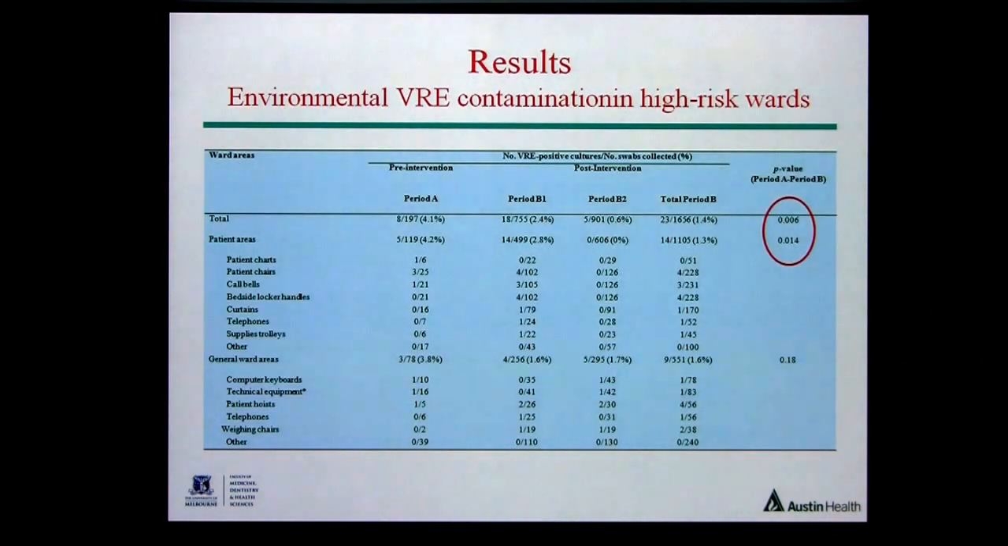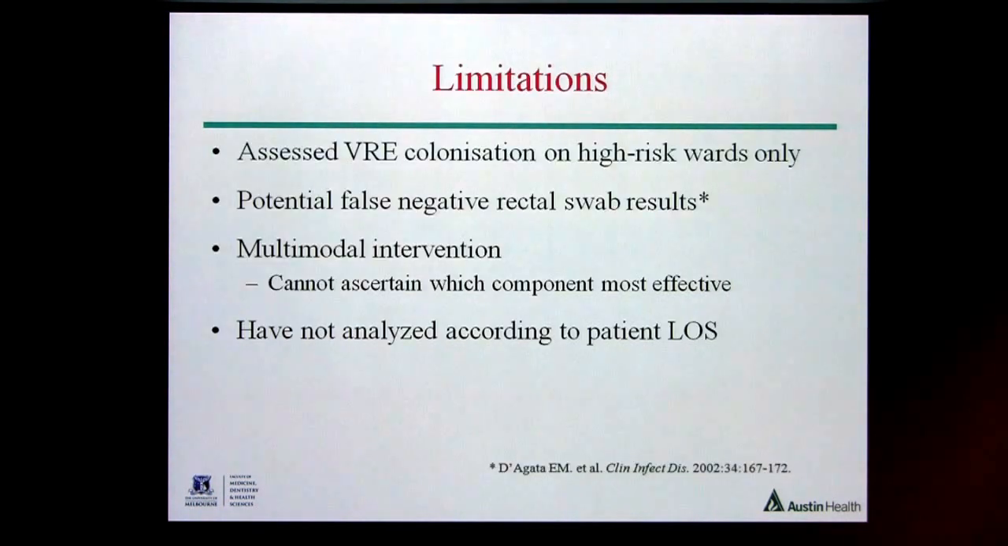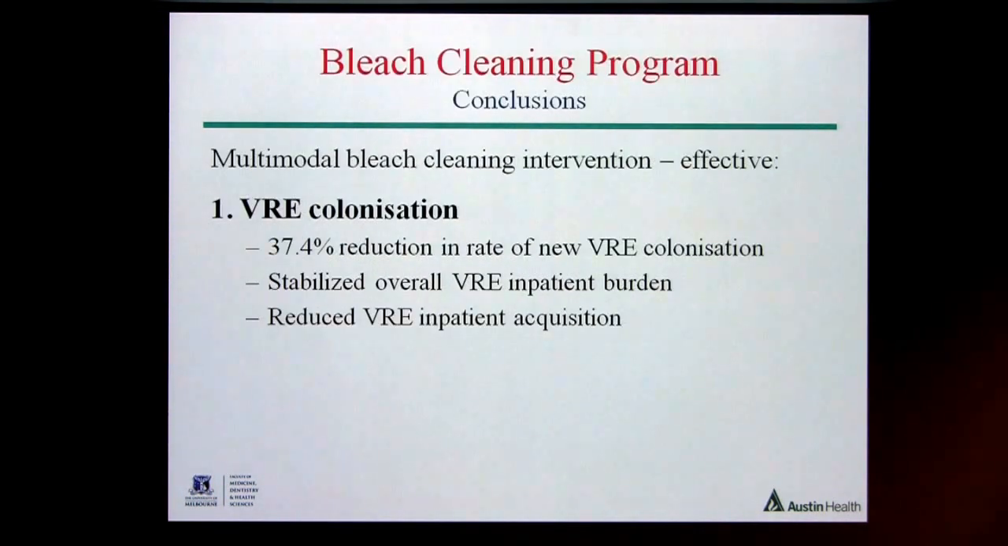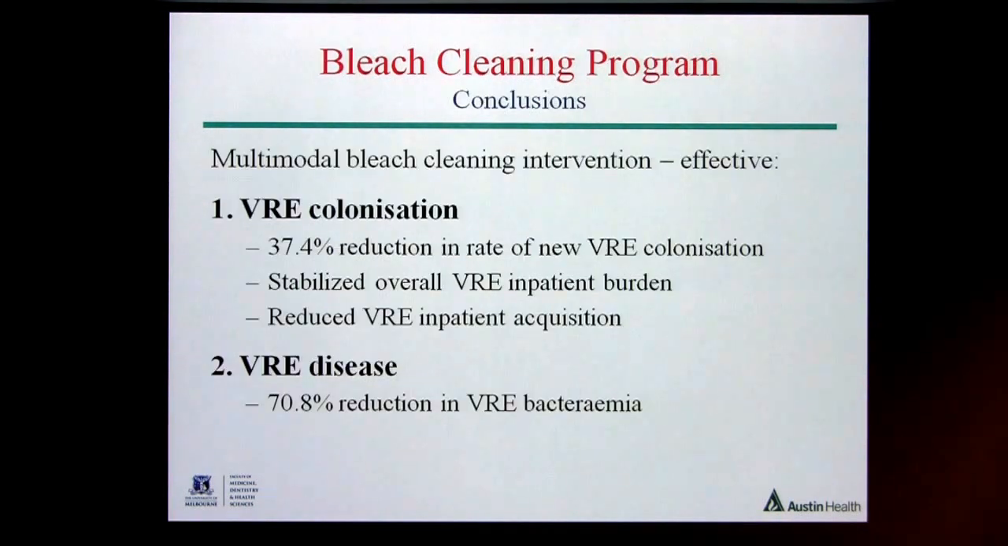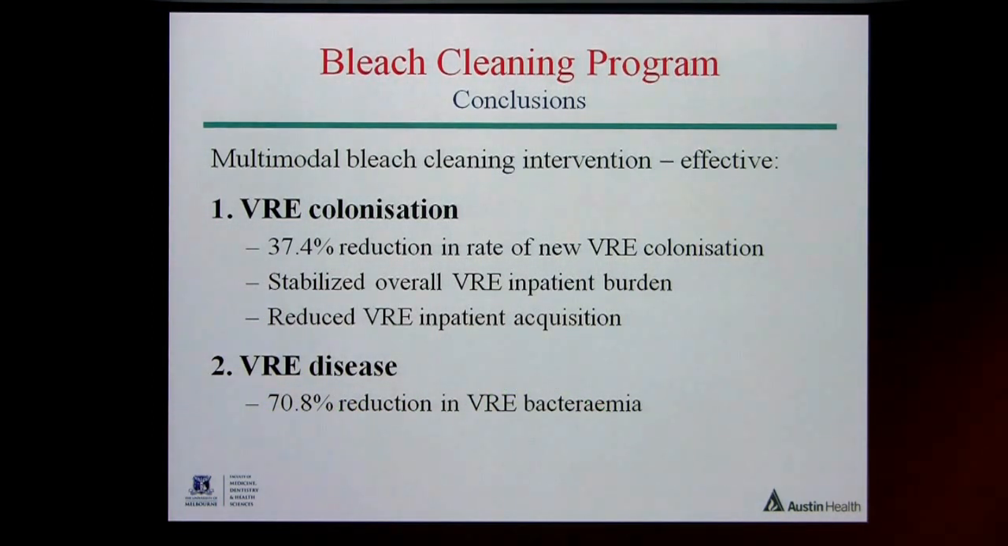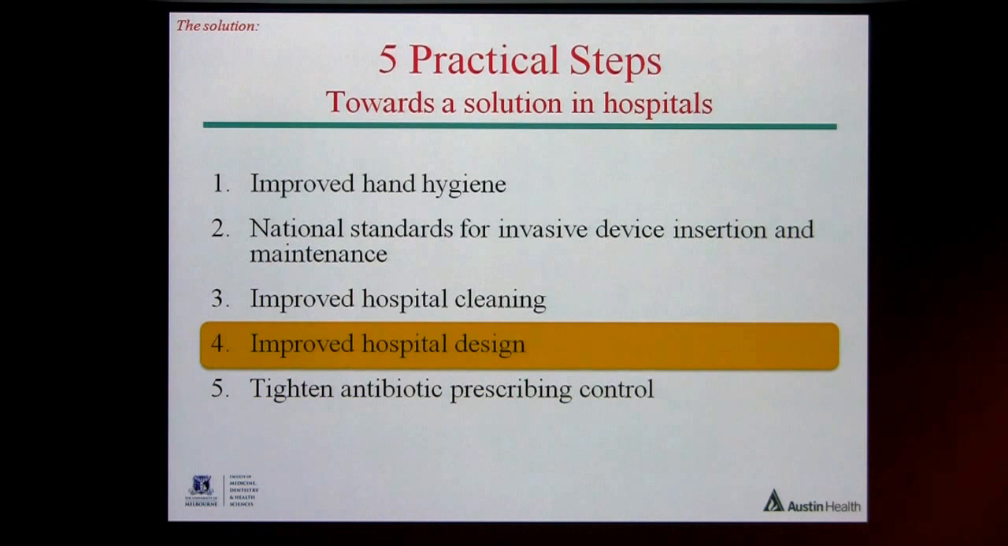And similarly for environmental contamination, the bleach program seemed to work. So what are the conclusions? Well, it seemed that this multimodal bleach intervention was effective, that there was about a 1/3 reduction in VRE colonisation rates. It stabilised at least or slightly reduced the burden, and there was reduced inpatient acquisition, and this was borne out in terms of our disease rates here. And then we had actually a 70+% reduction in our VRE bacteremia rate. So potentially a paradigm shift.